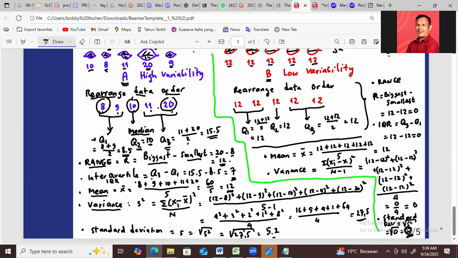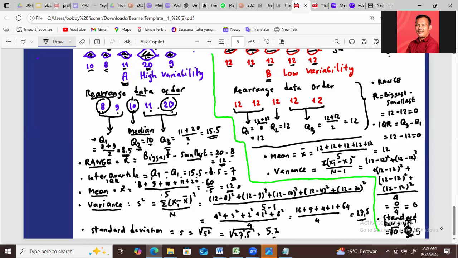The average of the data is simple: add up all of the data, so 8 plus 9 plus 10 plus 11 plus 20, and then divide by the number of data, which is 5. After we add the values, we have 60. 60 over 5 is 12. So the mean, or average, of the data is 12.